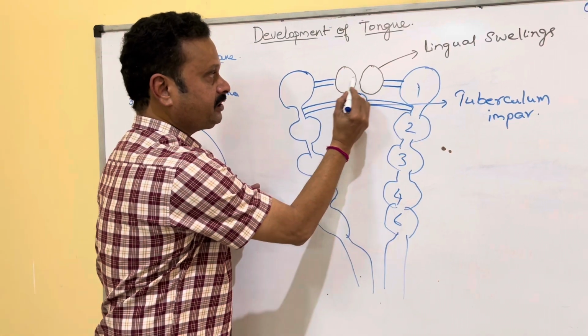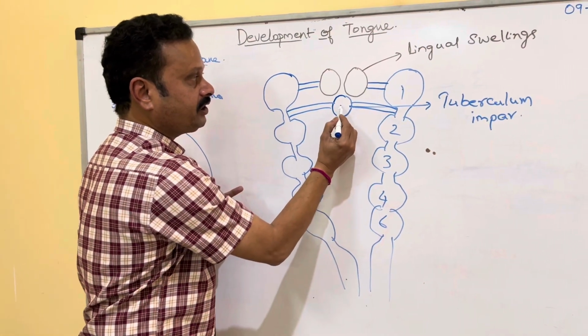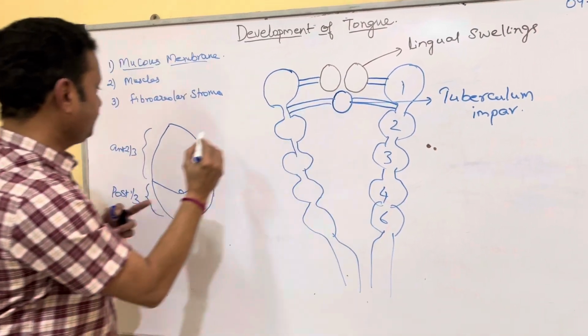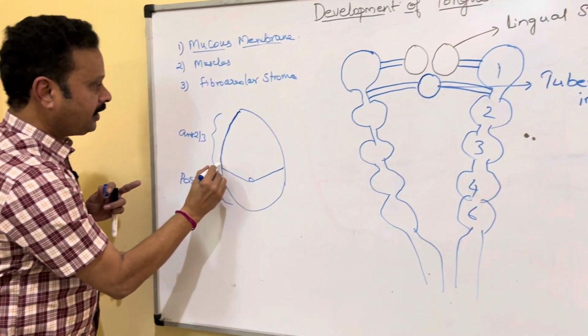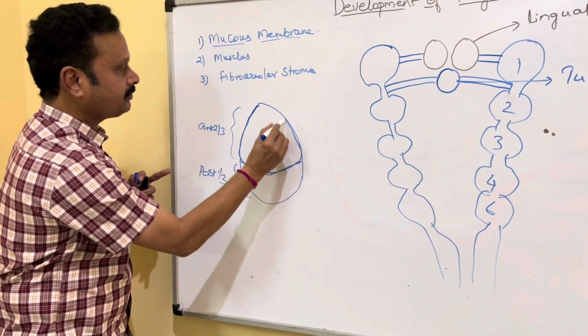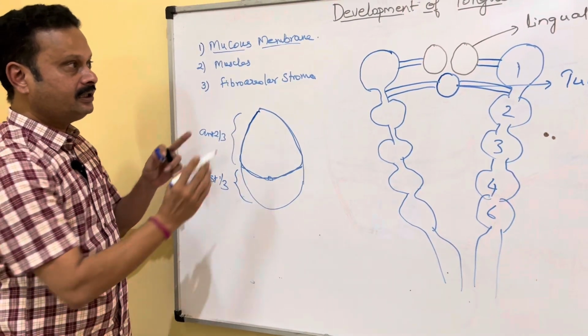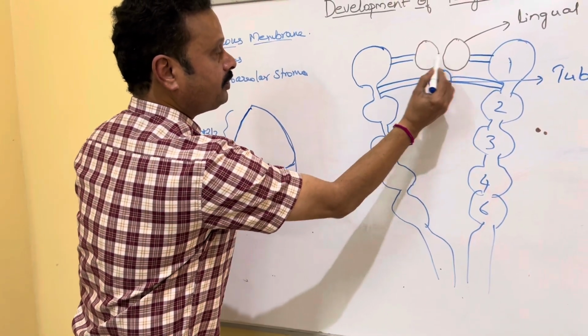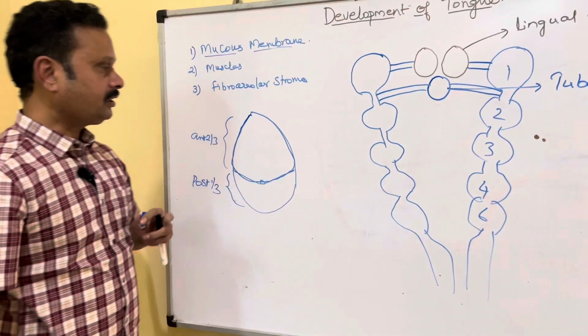First these two fuse with each other, followed by fusion with the tuberculum impar, and overall these three after fusing will give rise to the anterior two-thirds of the tongue. So the anterior two-thirds of the tongue is formed by the fusion of two lingual swellings and one tuberculum impar.